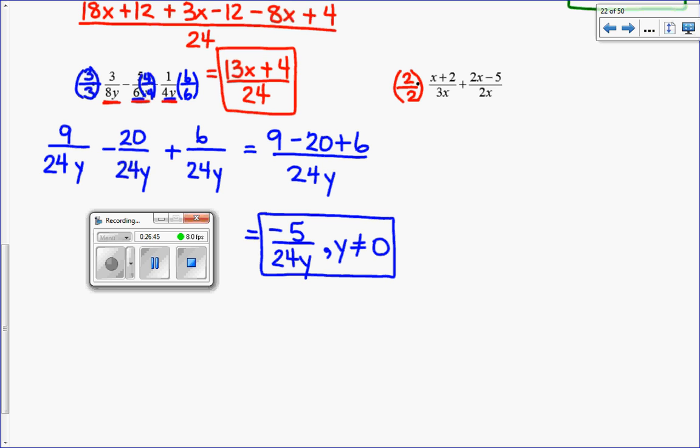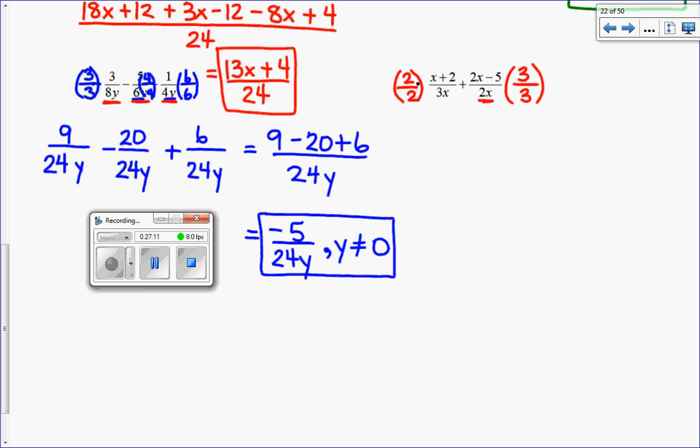Okay, on this side, I can see that in order to make this denominator 6x, I would have to multiply that 2x by 3. 2x times 3 is 6x. So I'm going to do the same thing on the top, multiply the numerator by 3, so that I'm not changing the value of the equation. I'm just multiplying, in essence, by 1, but it's the form of 1 that's going to give me a denominator of 6x.